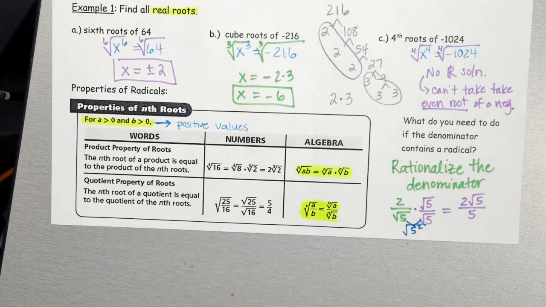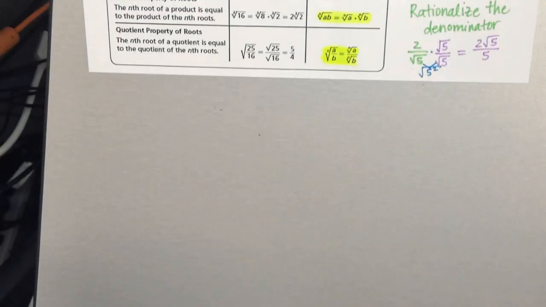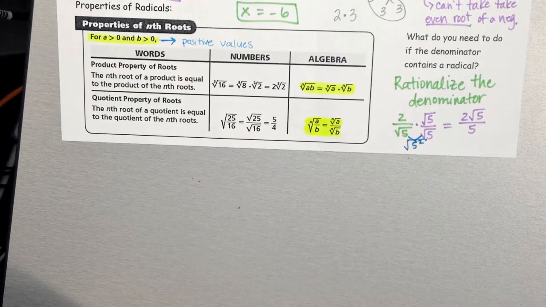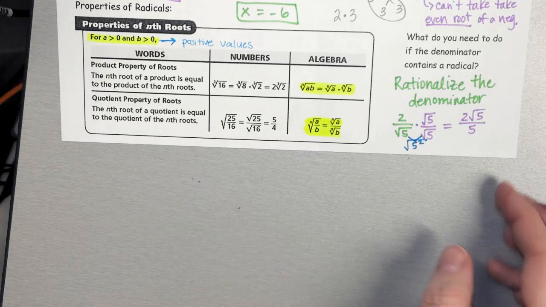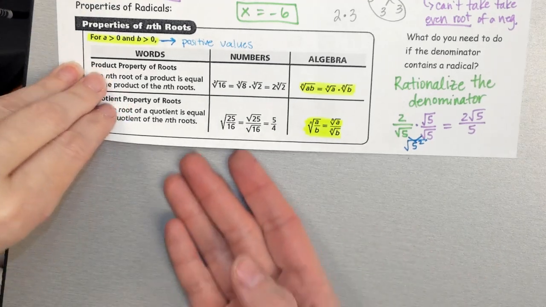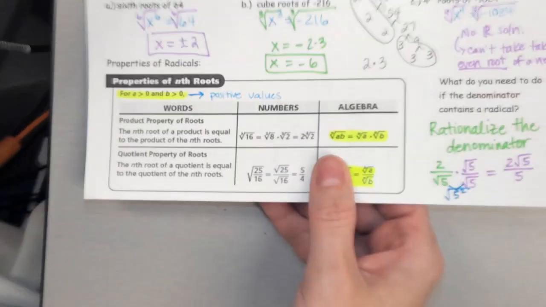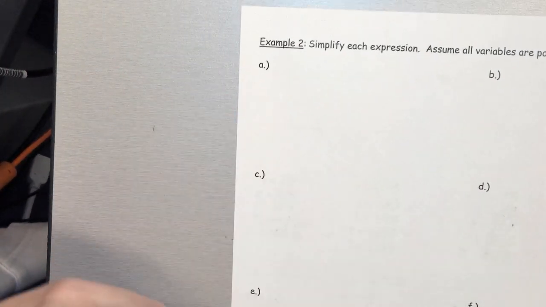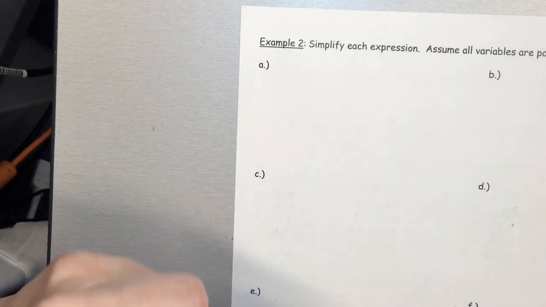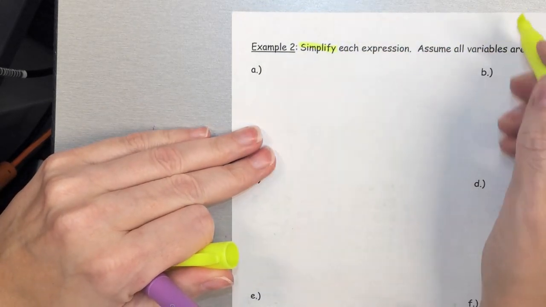And the reason why we want to understand that is because we are no longer going to just be working with square roots. Now we're going to be working with cube roots, fourth roots, fifth roots, and so on. Okay, so that changes the thing a little bit. All right, so we're going to simplify. We're going to start with a square root, okay? So it says simplify each expression, assume all variables are positive.